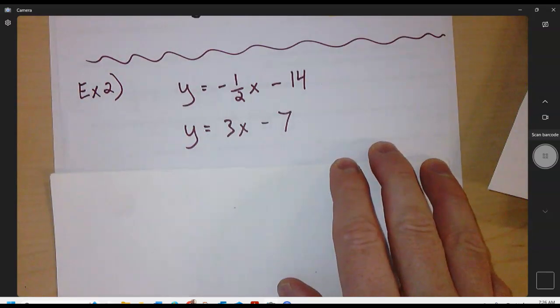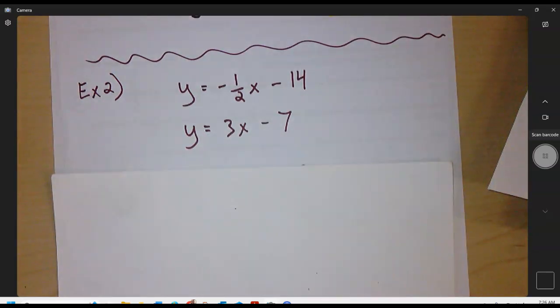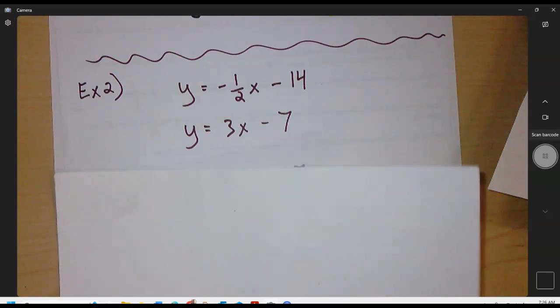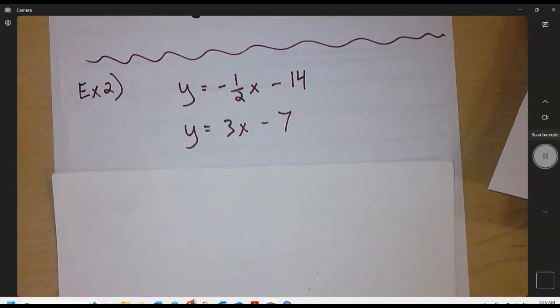Example 2. Take a minute, hit pause, try it out on your own, then come back to me. Cool, you're back. I hope so. So hopefully you hit pause and tried it.